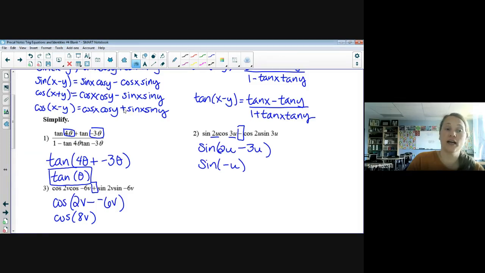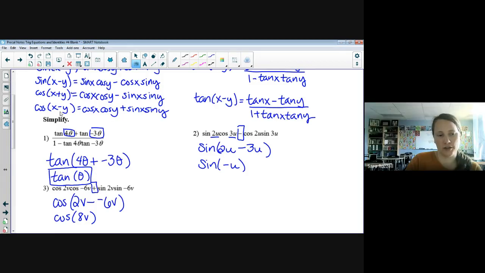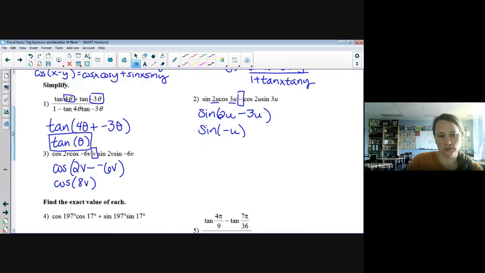Because for cosine, in the cosine subtraction formula, x minus y, there's a plus in the equation. It's backwards with cosine. So there's a plus in the equation that goes with a negative for the cosine. Okay, thank you.